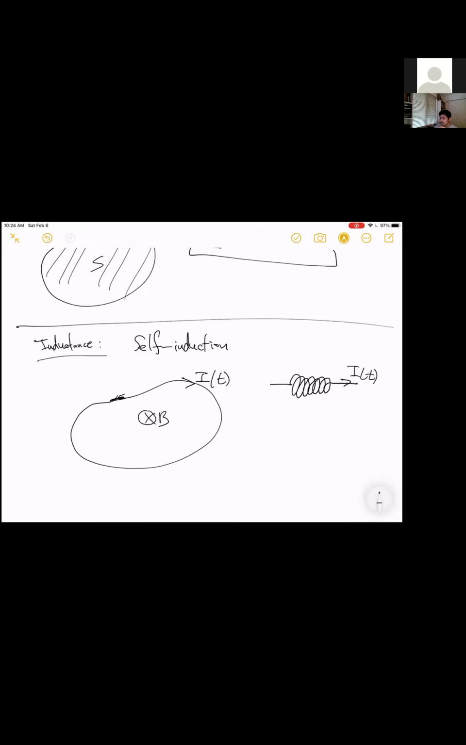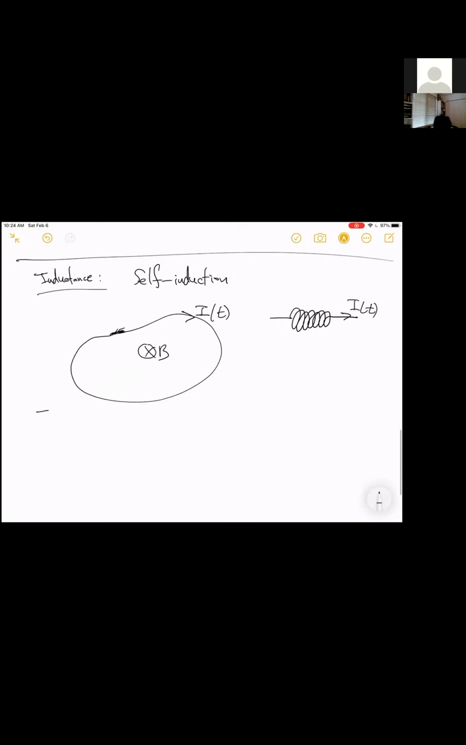And you can now treat this element like a resistor, where if a resistor has current I flowing through it, it has a potential drop of IR. This is essentially the idea of an inductor. It's this idea of self-induction, where the current in the coil itself causes a magnetic field, which then causes a change in magnetic flux, which then causes an EMF. So to quantify this, we have to define the inductance of a coil.